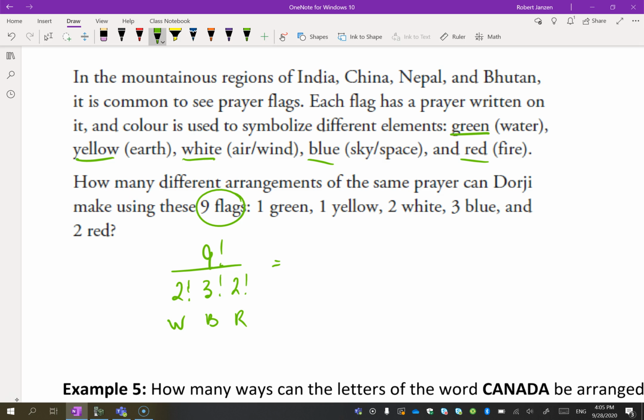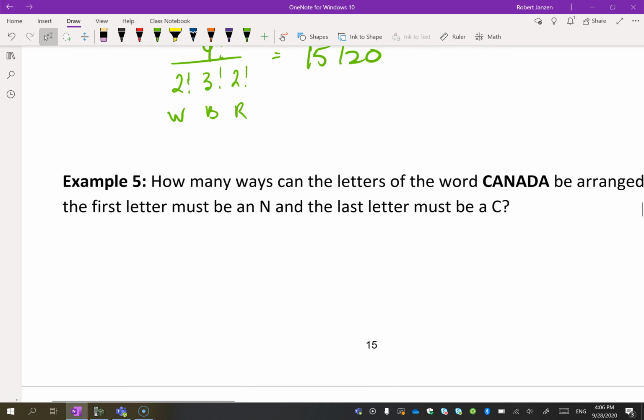So we can grab our calculator here to solve this one. You would go 9, math, over to probability, and then press 4. So that's going to give you 9 factorial, and we're going to divide by 2 factorial, 3 factorial, 2 factorial. And so you get that many ways. Let's try the next one.